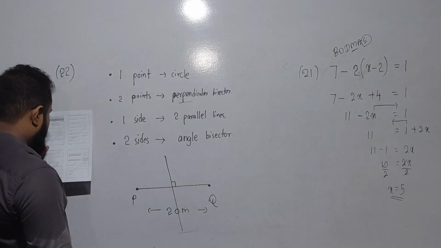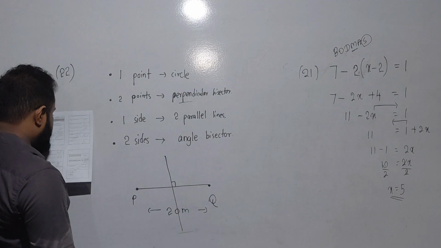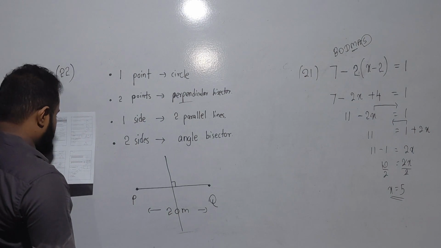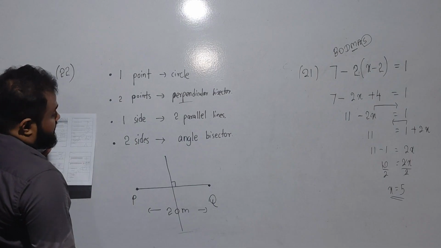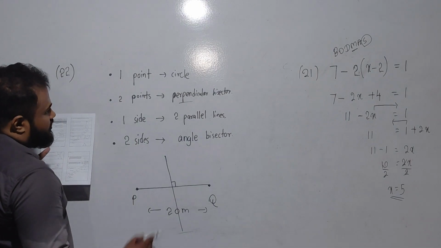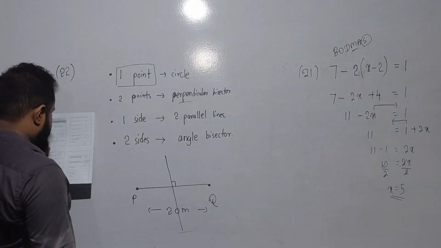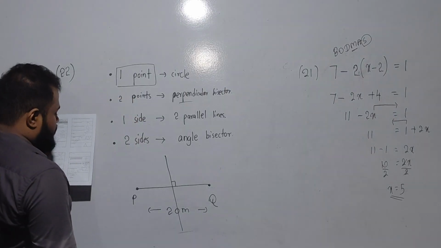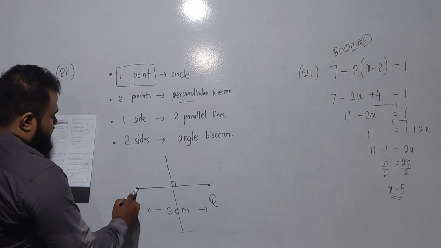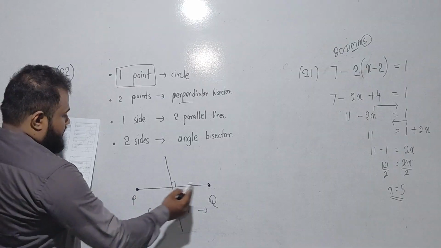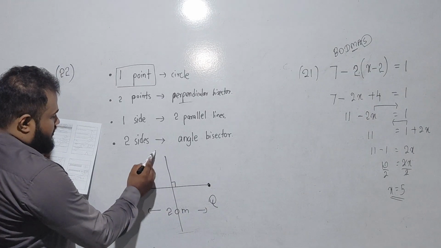Then, using the knowledge about loci, sketch the location of a motorbike such that the distance between the motorbike and P is 20 meters. That means they have talked about a point. So what you have to do? Here is P. This Q is 20 meters away from P. So take the length of this PQ and draw a circle.